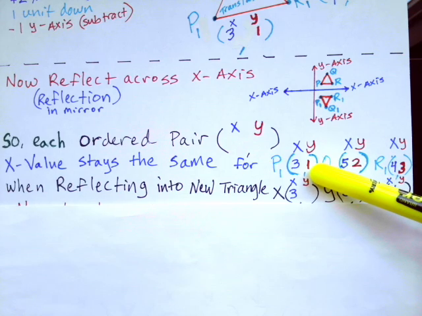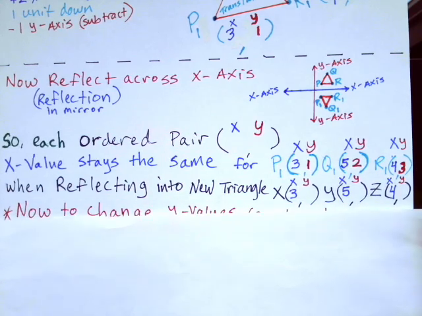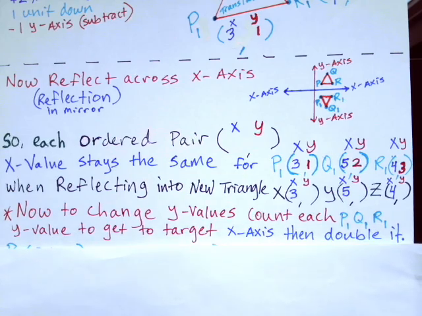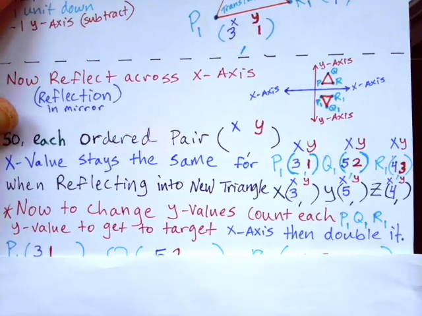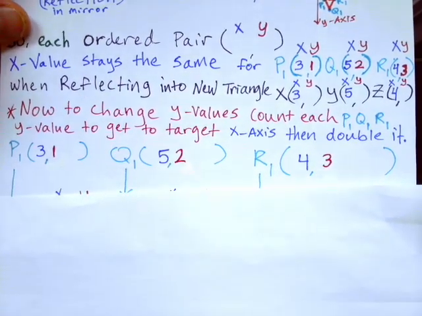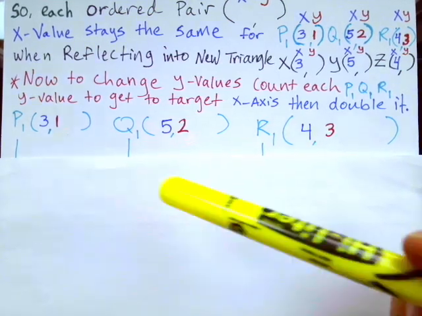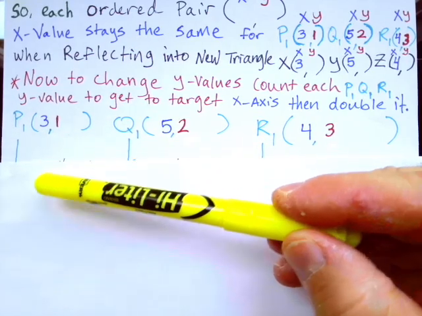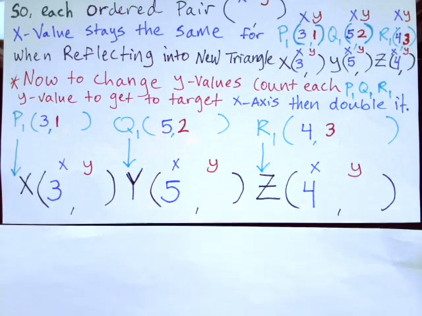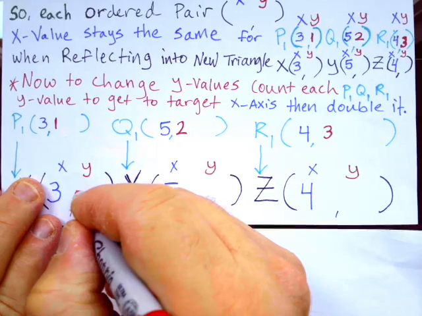Y value for P prime is 1. Y value for Q prime is 2. Y value for R prime is 3. Now, to change the Y count, what you're going to do is count those Y values to the x-axis, right? Each of those you count. For P prime, you count 1 and then reflect 1 away. So you'll be at -1 along the y-axis, right? You'll be at -1 along the y-axis.